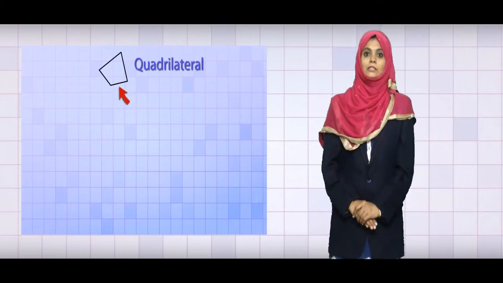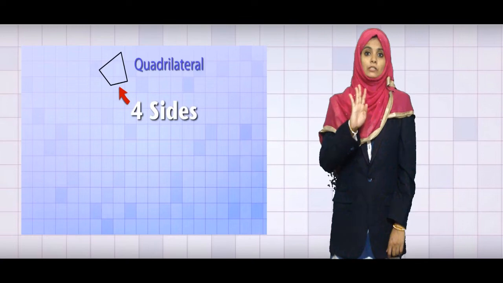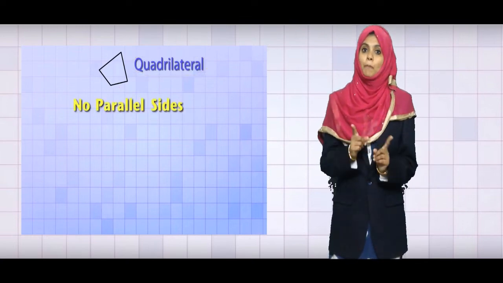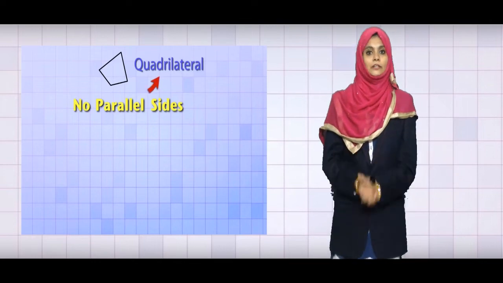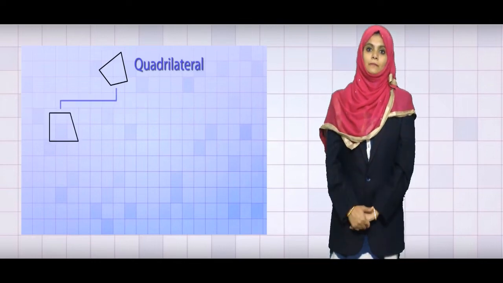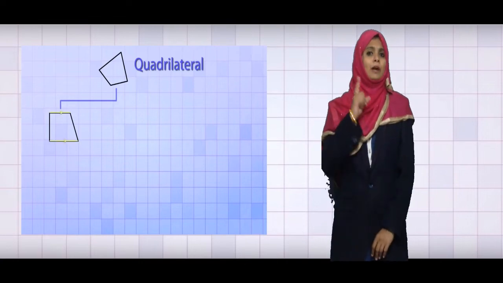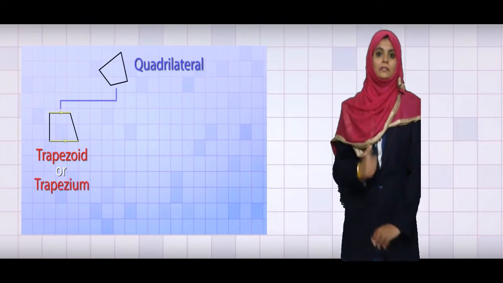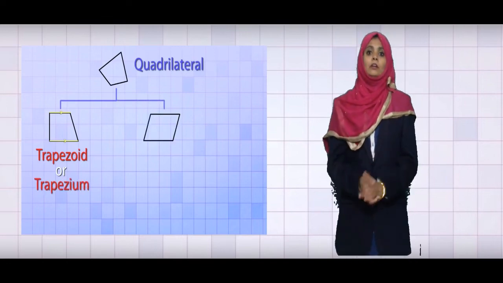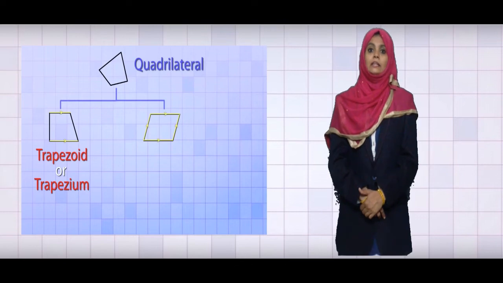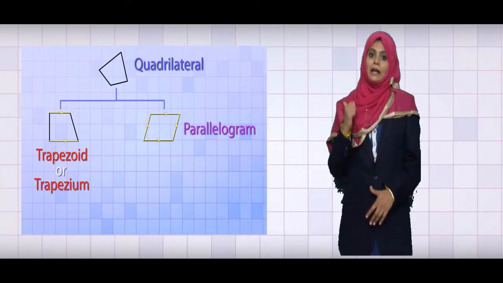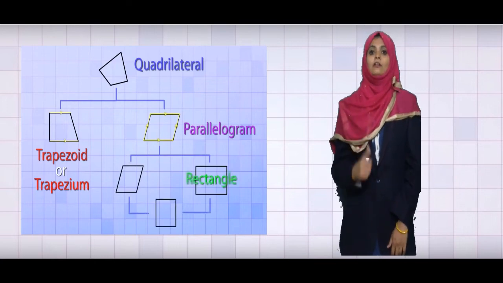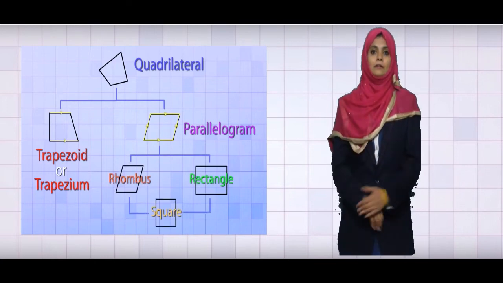So we can summarize: any polygon which has 4 sides is called a quadrilateral. And if there are no parallel sides, it is still called a quadrilateral. But a polygon that has only one pair of parallel sides is called a trapezoid or trapezium. And a polygon that has 2 pairs of parallel sides is called a parallelogram, and there are several types of parallelogram called rectangle, rhombus and square.